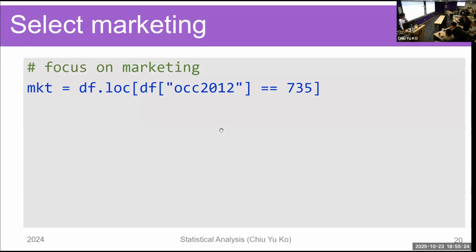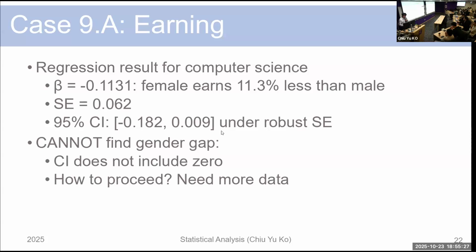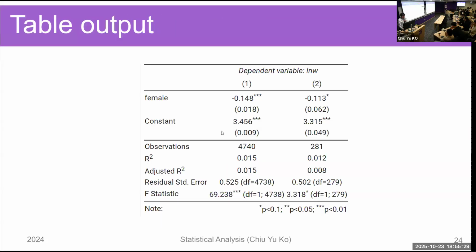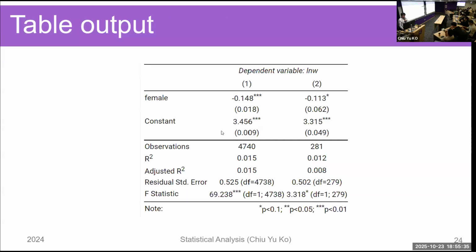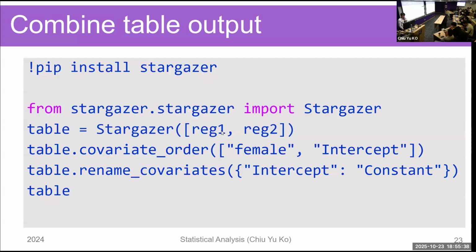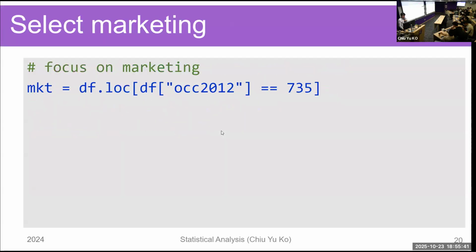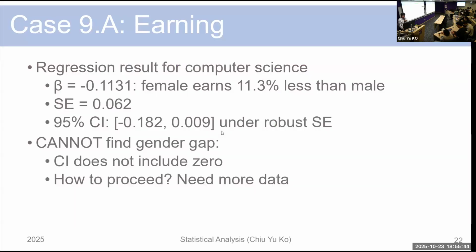But focus on marketing, and then we will see the... where's the marketing? Where's the marketing thing? Oh, so the typo here, I mean, that should be marketing. But anyway, the marketing is 11%. But when you look at the interval, it includes zero. So it means that for marketing, I cannot say on average men and women are different.